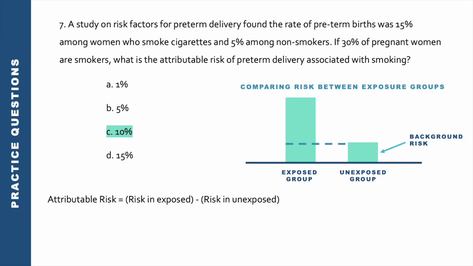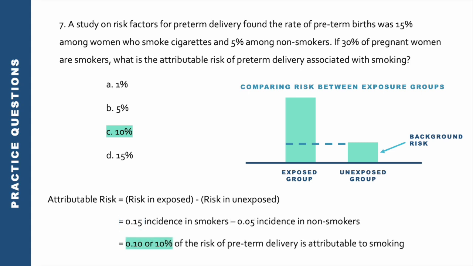The incidence of preterm delivery in women who smoke cigarettes, the exposed, is 15% or 0.15, and the incidence in non-smokers, the unexposed, is 5% or 0.05. So we subtract 0.05 from 0.15 to get an attributable risk of 0.10 or 10%. This means 10% of preterm births in this population can be attributed to smoking cigarettes.